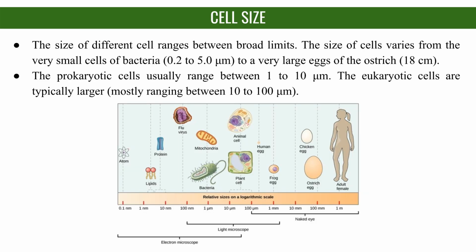Cell size varies broadly, from tiny bacteria cells measuring 0.2 to 5.0 micrometers to the very large ostrich egg, which is 18 centimeters. Prokaryotic cells are usually smaller, around 1 to 10 micrometers, while eukaryotic cells are typically larger, ranging from 10 to 100 micrometers.